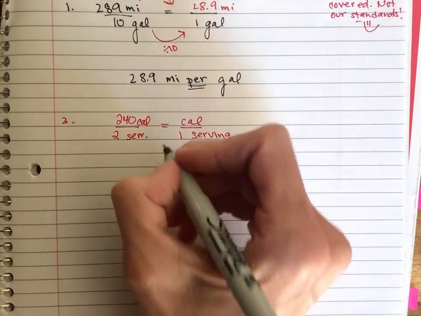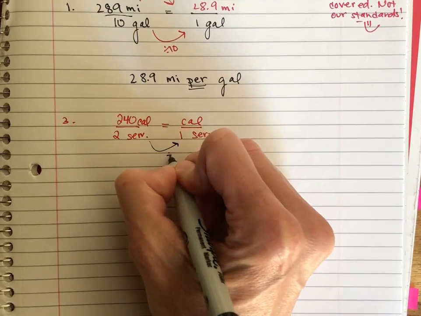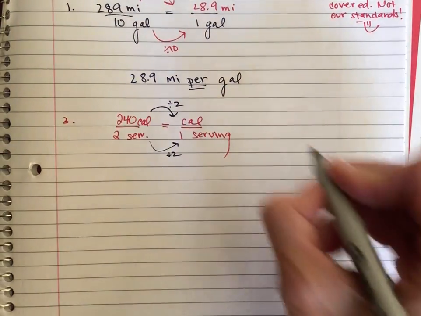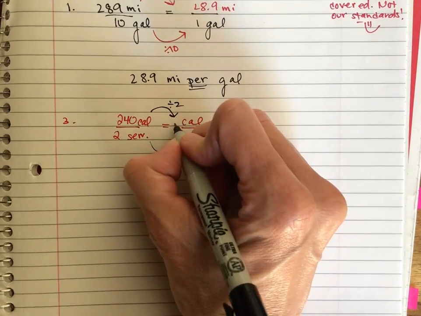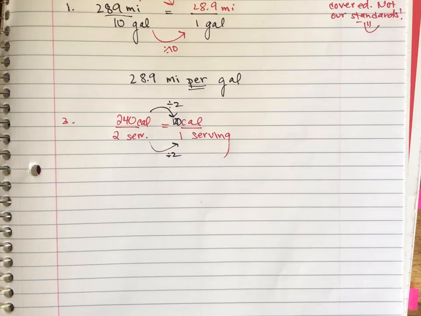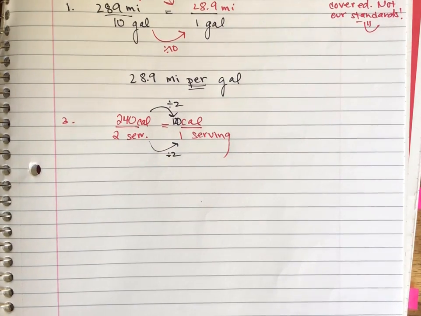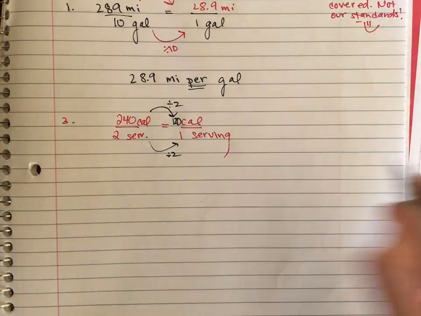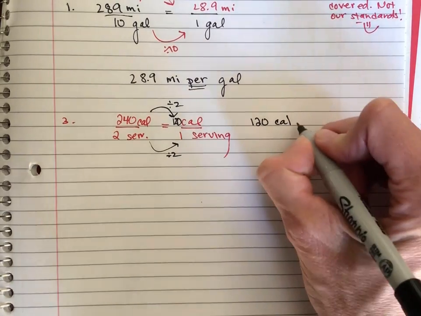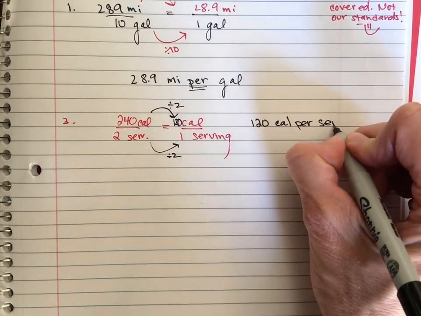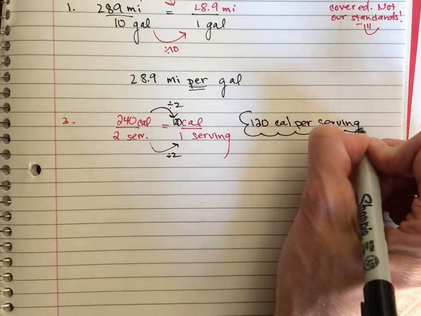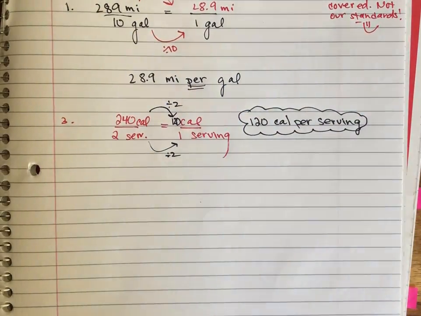So in order to get from 2 to 1, we divide by 2. So cut 240 in half, and we get 120 calories in 1 serving. So again, we have to take it out of the table. We would write it 120 calories per serving. Okay, number 5.